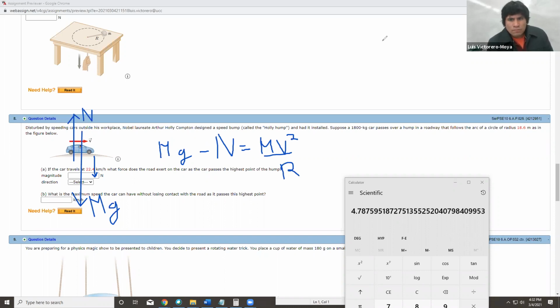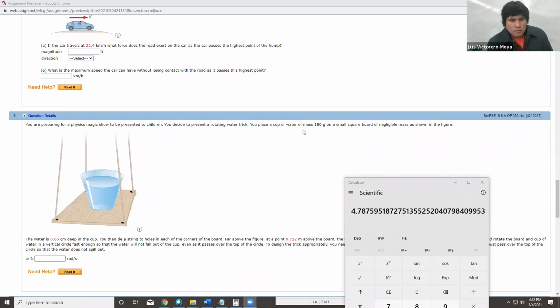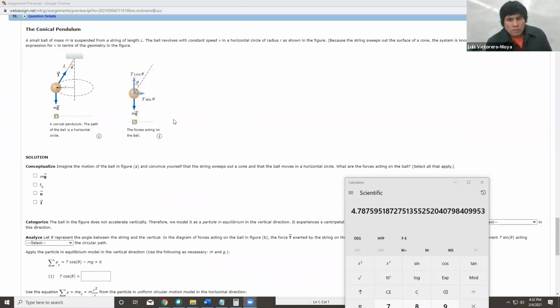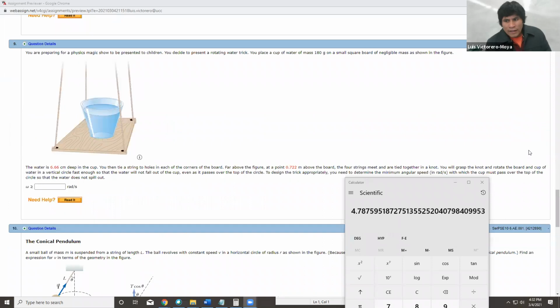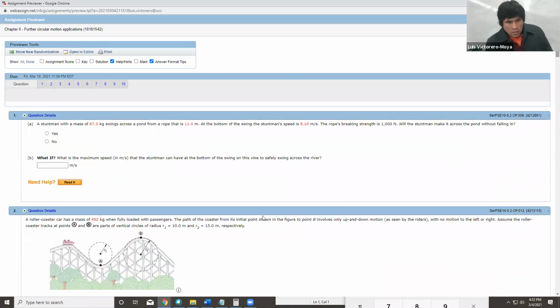All right. And then you have the conical pendulum. All right, guys, I hope this tutorial helps. It was like 20 minutes, but this homework should be very simple.